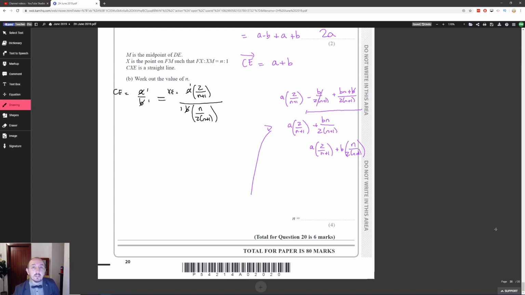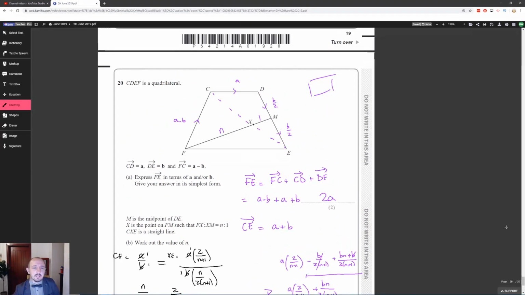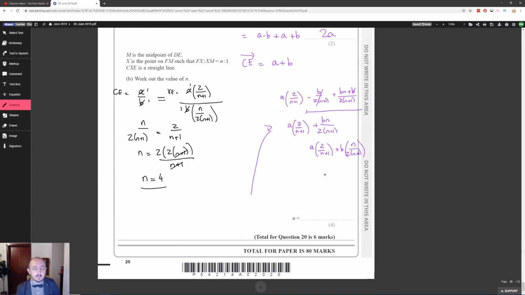And we can now cross multiply this, so we've got n over 2 brackets n plus 1 is equal to 2 over n plus 1, like that. We can then cross multiply again, so we're going to have n equals 2 brackets 2 lots of n plus 1 all over n plus 1. So we can cancel this, and we're left with n equals 2 lots of 2. So after all of that, this is in a 4-to-1 ratio, so n is equal to 4.